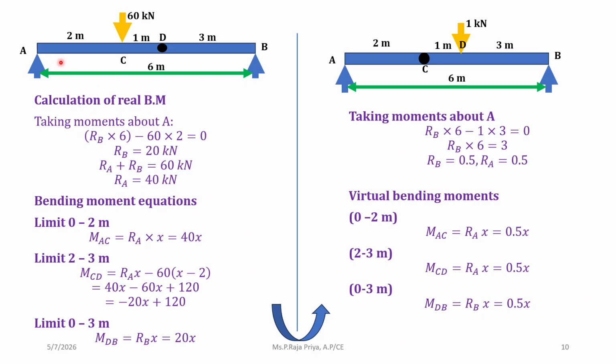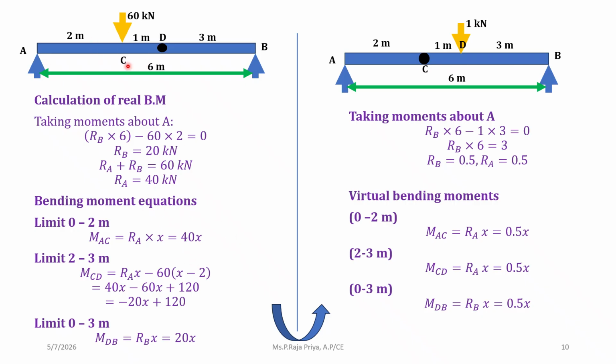Here we are splitting the total beam into 3 sections. One is A to C, next one is CD, and the next one is DB. For the first section, the limit is 0 to 2. So in between A and C, consider a section which is at x distance from A. So MAC will be RA into x. RA is 40, so 40 into x.